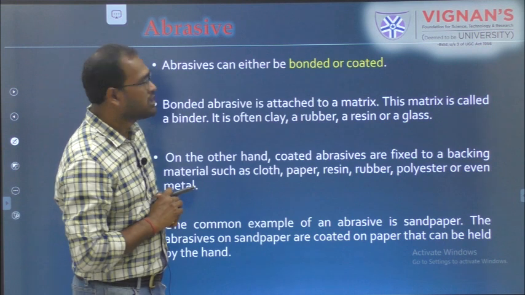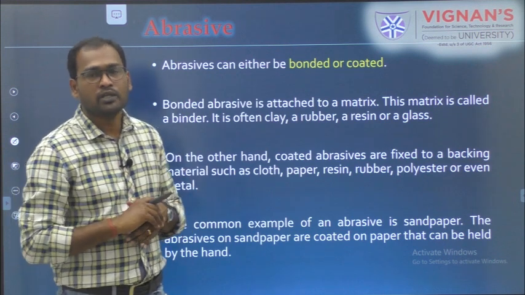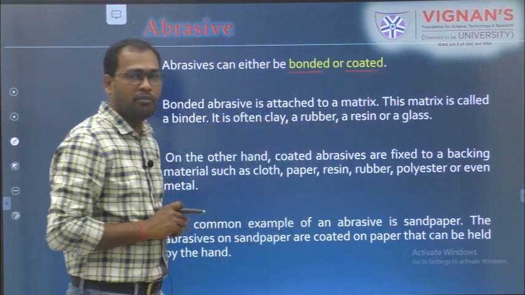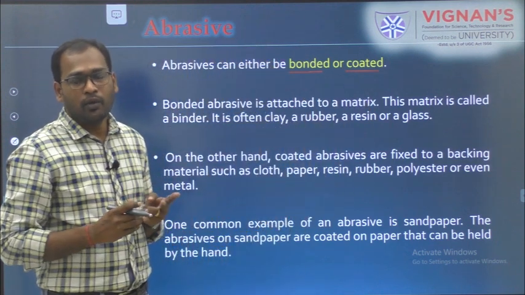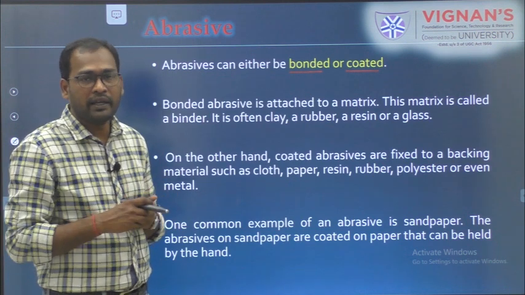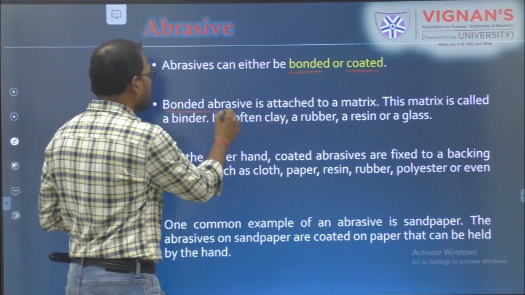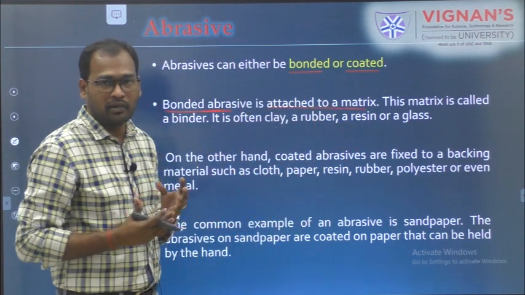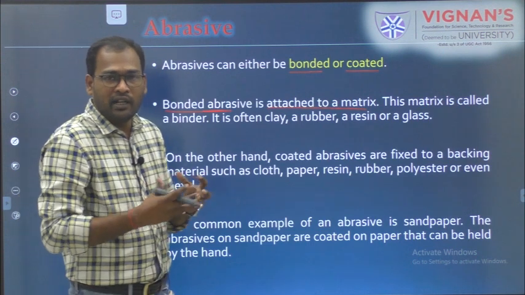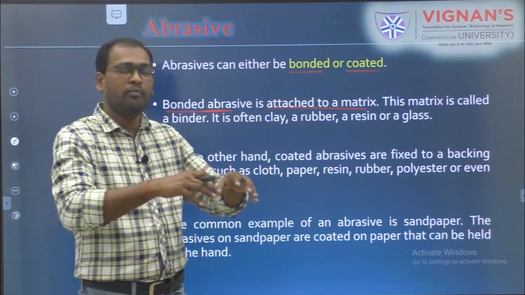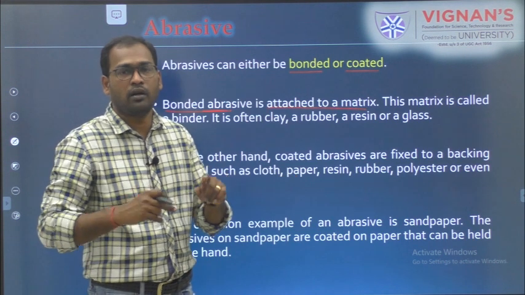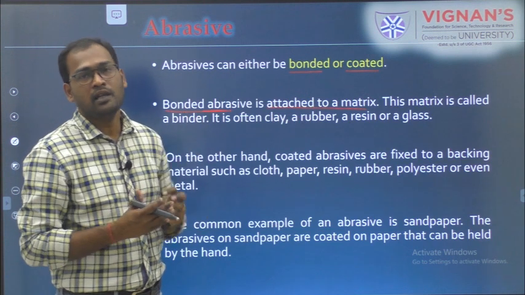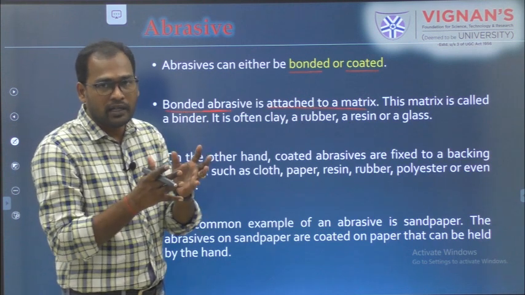Right. So, abrasives can be of two types. It can either be bonded or coated. Bonded abrasives are attached to a matrix. That means it will be mixed with some other material which glues them. And they will be made into different shapes, either as a block or a circle or different shapes. And this as a whole can be used as an abrasive. So, these are called bonded abrasives, right.